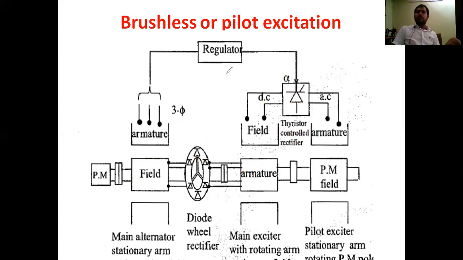So this is used for high capacity alternators. So controlling is very sensitive. So this is all about the three different types of exciters used.